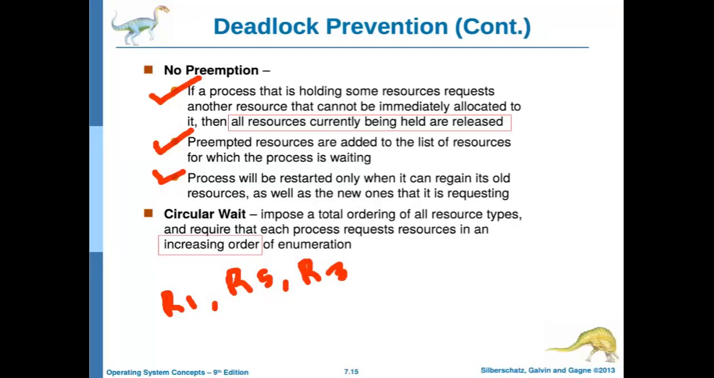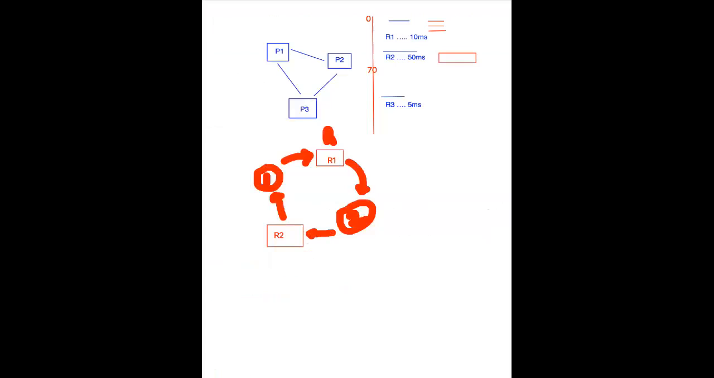If the same thing happens in this scenario, process 1 will ask for R1. Maybe that was free, so it is allocated. Now process 2 will ask for R1 first, not R2. Because R1 is already allocated, process 2 has to wait.